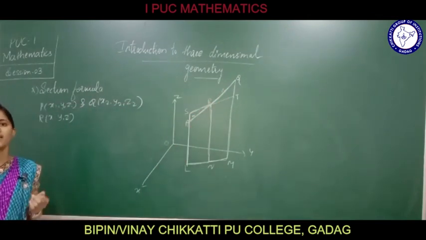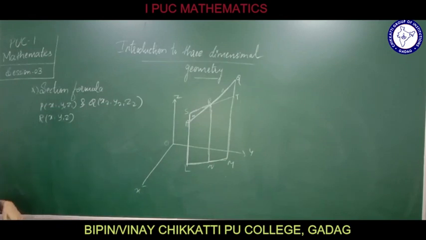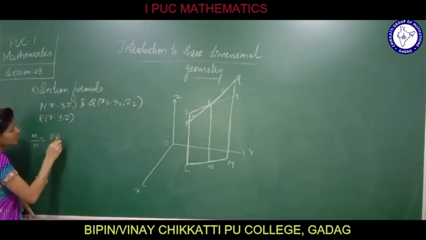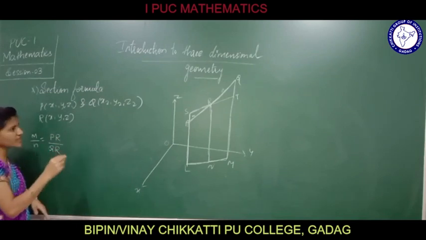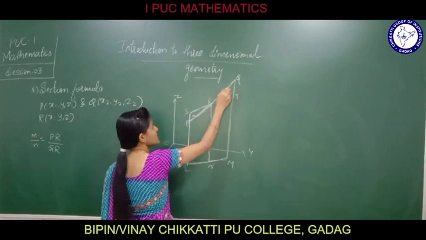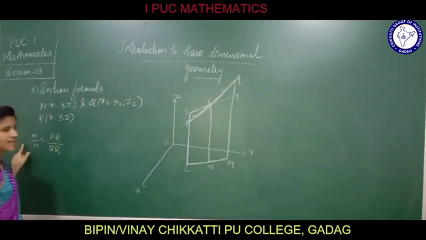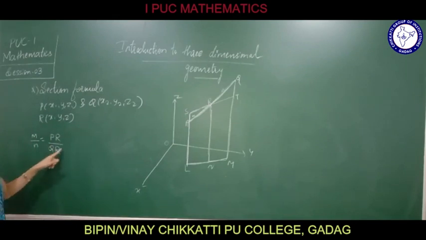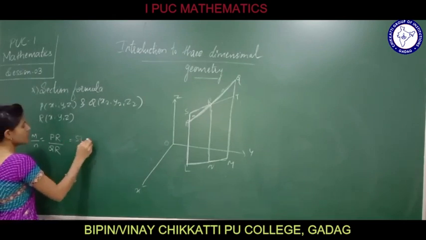If they are similar triangles, how can we write this? We can write m divided by n. Here m is PR and n is QR, so m by n equals PR divided by QR. Then we can write PR as SL minus PL.